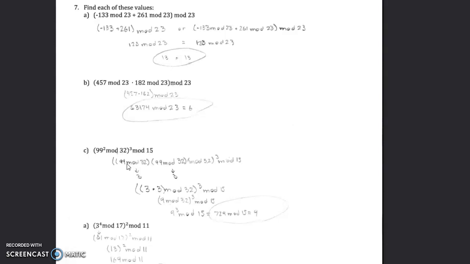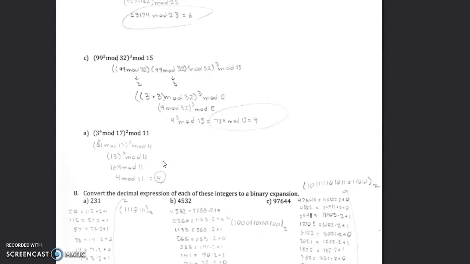(9 mod 32) cubed mod 15. And we can just distribute the 3 to, sorry, let me backtrack. 9 mod 32 is going to equal 9. So now that we know it's equal to 9, we can distribute the cube to 9. So 9 cubed is equal to 729. 729 mod 15 is equal to 9. Simple as that.